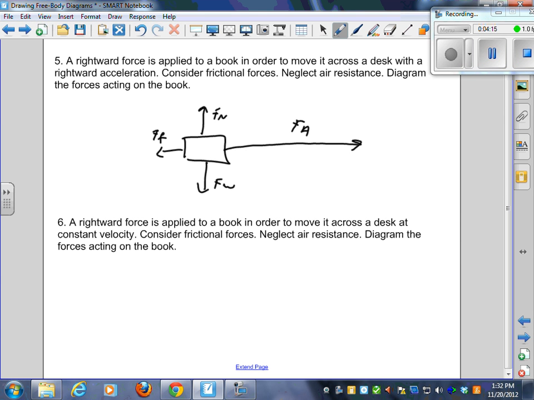Number 6 is exactly the same. The only difference here is that it's not accelerating. It's in fact doing what? Constant velocity. So what does that mean? Friction and the applied force are the same. I'm not going to get my ruler out as long as they're reasonably close. Good?